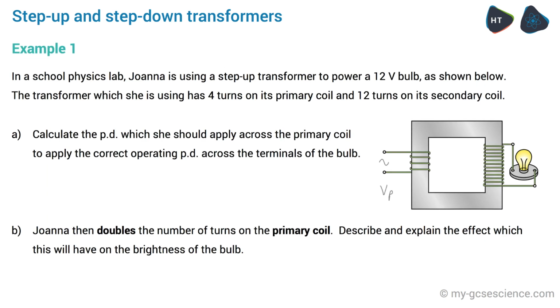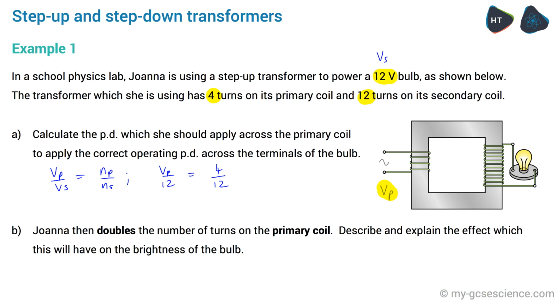Example 1. As you can see, Joanna is trying to power a 12-volt bulb. There are 4 turns on the primary coil and 12 turns on the secondary coil of the transformer. In part A, we're looking for the primary PD, which will give a secondary PD of 12 volts, so let's give it a go. Our equation again is Vp over Vs equals Np over Ns. Then subbing in, we have Vp over 12 equals 4 over 12. From here, you can work out Vp whichever way you like.